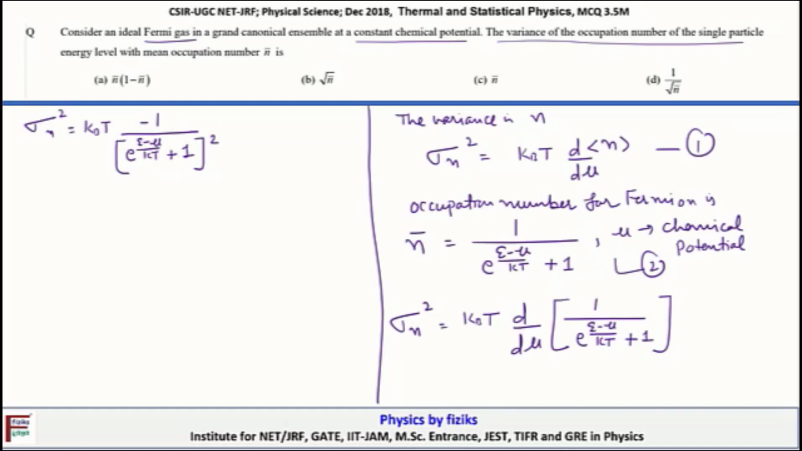and then the differential of the exponential factor. That will come out to be exponential E minus mu by kT, and then it is with respect to mu. So this is equal to 1 by kT times minus 1 by kT, the differential of minus mu by kT, so that will be minus 1 by kT.